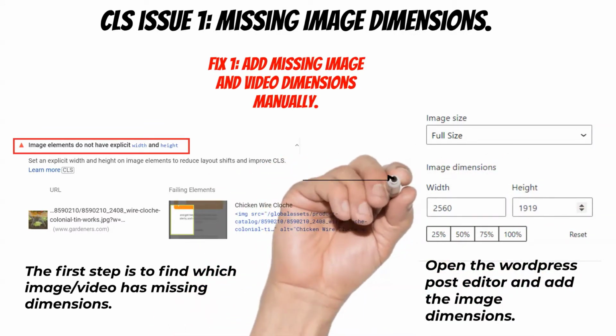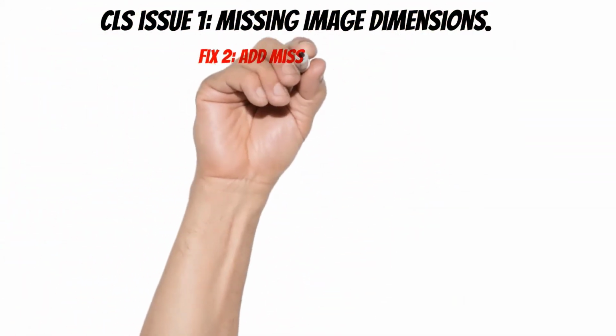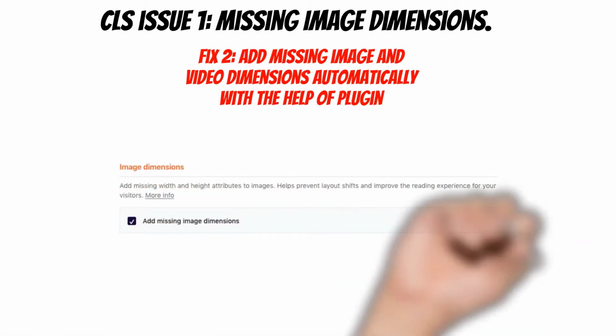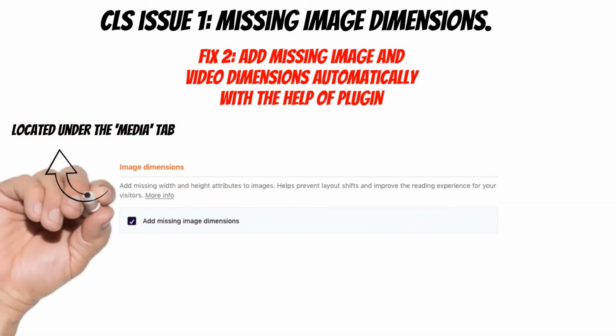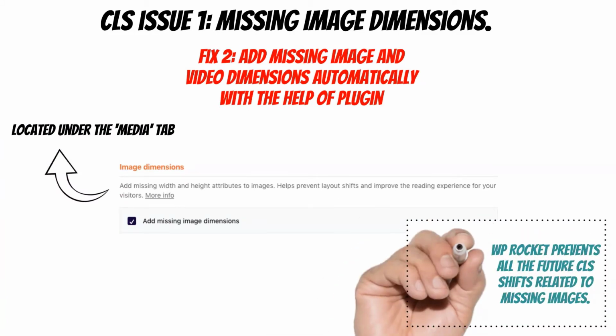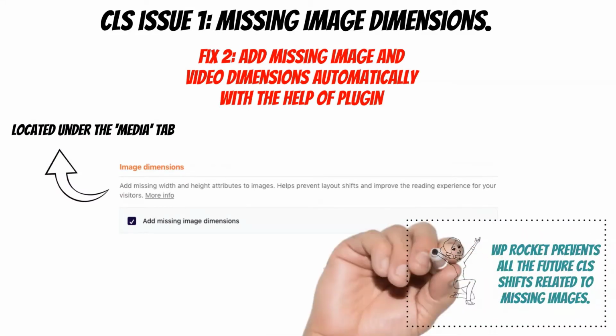The second fix for this CLS issue is to use a plugin like WP Rocket, which will add missing height and width attributes automatically as soon as your website page starts loading. In WP Rocket, you just need to enable the Add Missing Image Dimensions module located under the Media tab, and you are good to go.